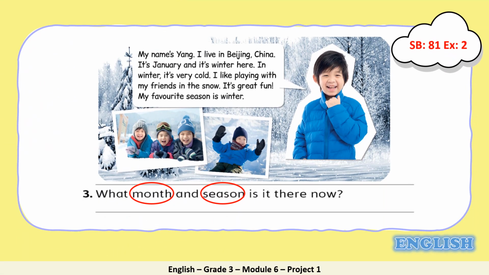Question 3. What month and season is it there now? You have to look for names of months and seasons. That's easy. You will find the answer in line number 2. It's January and it's winter.